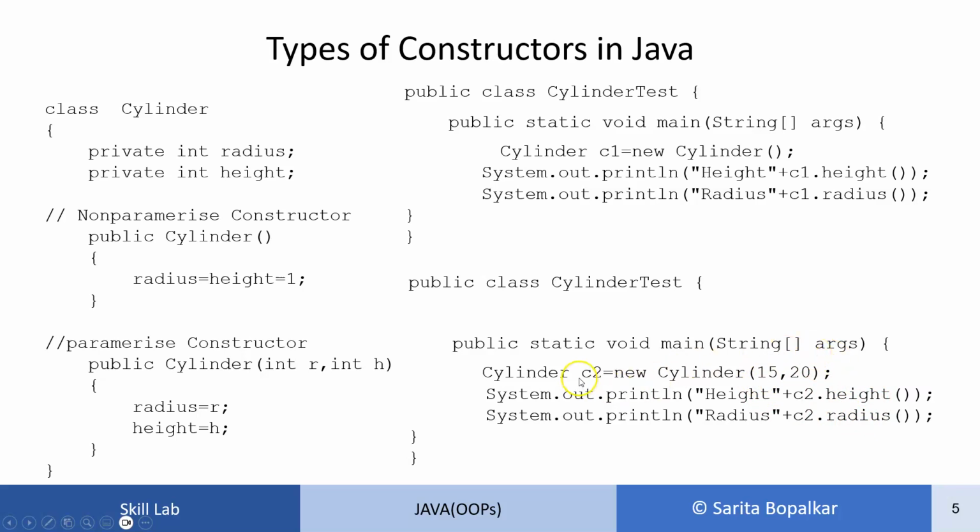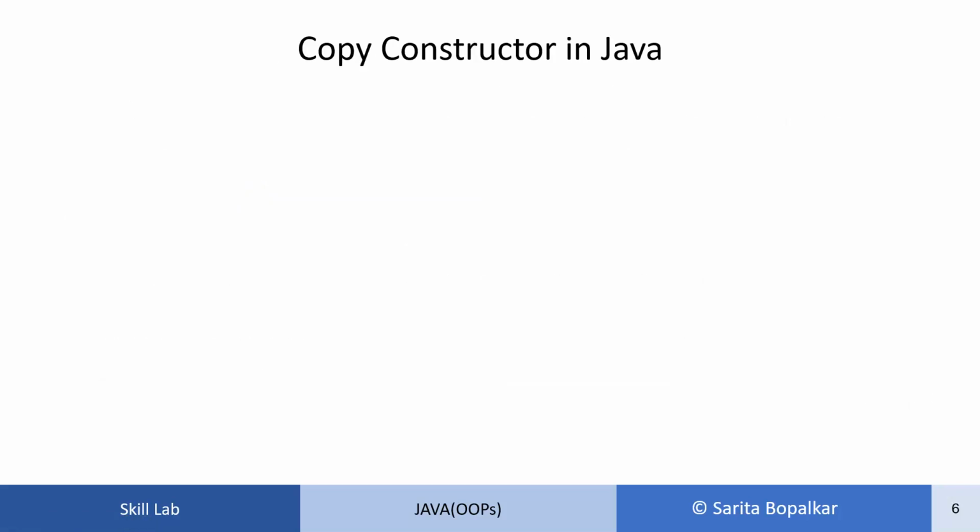So whenever we are creating the object with parameter passing, the parameterized constructor gets called, and whenever we are creating the object with the non-parameterized constructor, it will call the default constructor. If in your class there is no default constructor mentioned, the Java compiler will call its own default constructor to initialize the radius and height, the members of a class. So this is about constructor types.